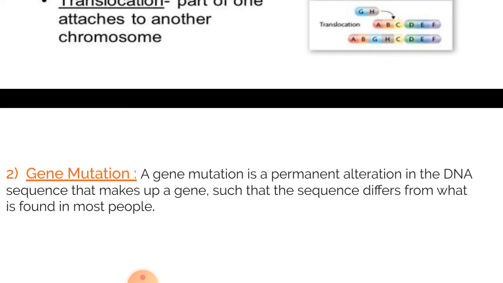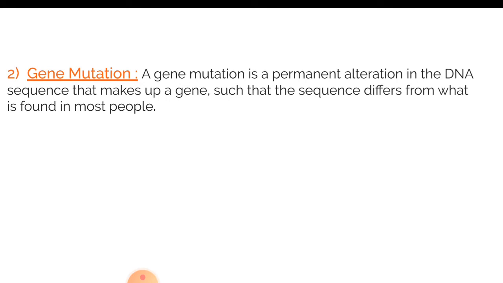Now we come down to the gene mutations. These changes, whether they occur in a chromosome or in a gene, are permanent changes. So if we talk about gene mutation, a gene mutation is a permanent alteration in the DNA sequence that makes up a gene, such that the sequence differs from what is found in most people. Right? So mutation is an altered expression. It is a changed expression.